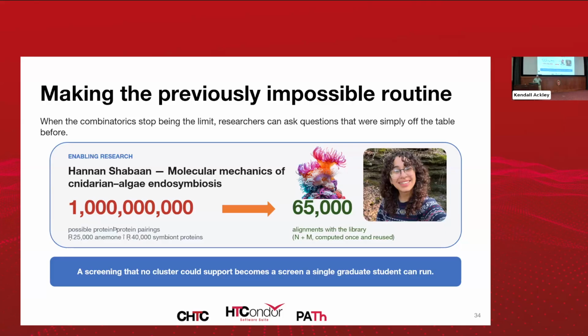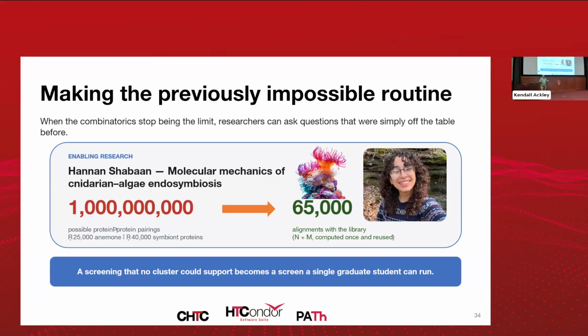And if you've ever studied anything with algae, plants, they have messed up genomes. So there's about 25,000 genes. That's a very common number, 20 to 25,000 in animals. Algae can go anywhere from 40,000 to, I've seen something as high as 100,000 genes. The specific model that she's working with is 25,000 genes in the anemone, about 40,000 genes in the algae. And that comes out to about 1 billion pairwise alignments. With this library, we're able to reduce that to 65,000, which takes a job that was previously impossible.